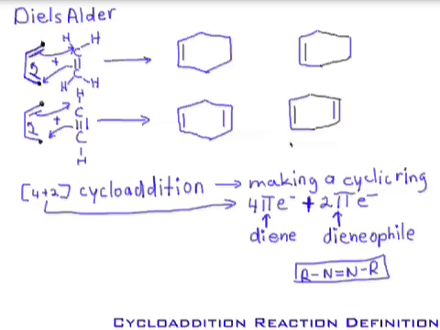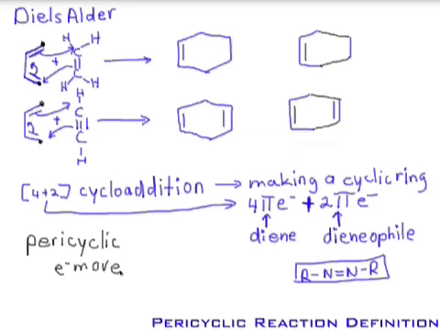The exact reaction is a cycloaddition, which means making a cyclic ring. The circular movement of electrons is referred to as a pericyclic reaction. If you see the term pericyclic reaction, it means electrons move in a circle. And you see we get a circular movement of electrons.